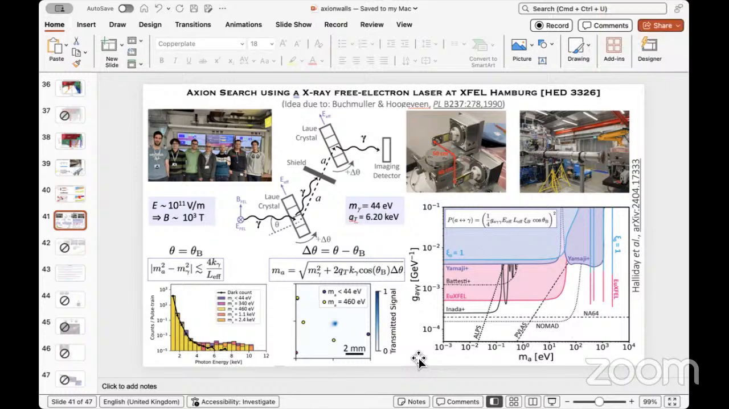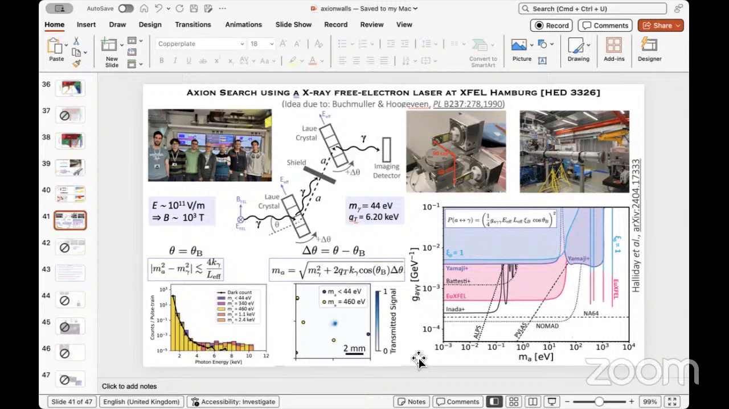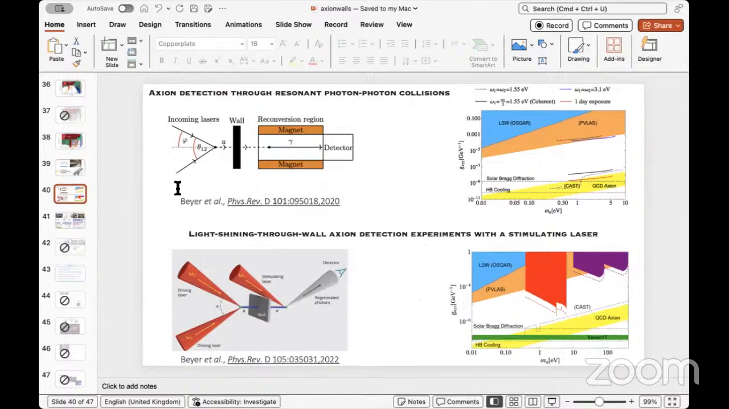Correct. But that also makes it totally model independent, because you're creating it by the same process as you are destroying it. Correct. Yes, that's right. I was just thinking if one can also explore this region of axion mass by studying the polarization property of the laser light, because that will be changed, right? Because of this mixing of axion and the photon, the rotation of the plane of polarization or things like that.